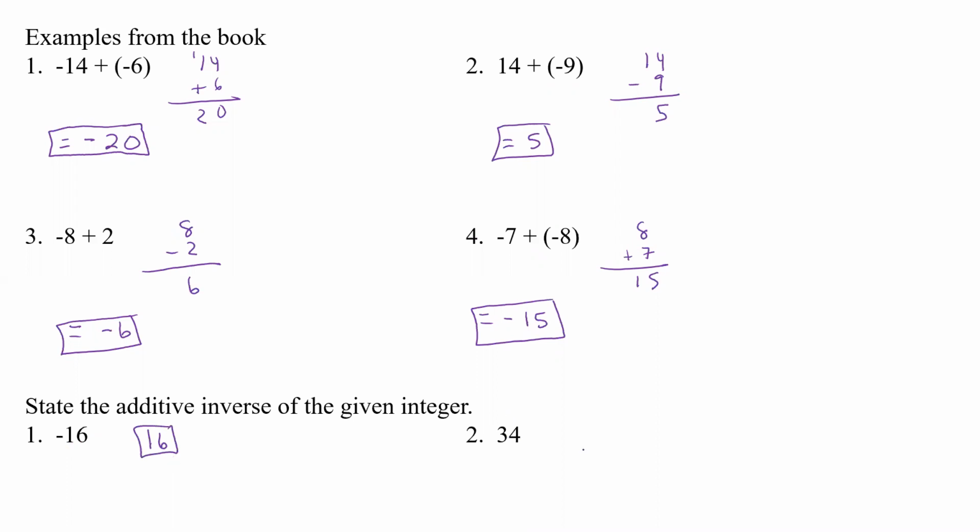And the additive inverse of this is going to be the opposite of this, so that's going to be a negative 34. And so those are going to be your additive inverses. And I'll stop with that and then come back with some more.